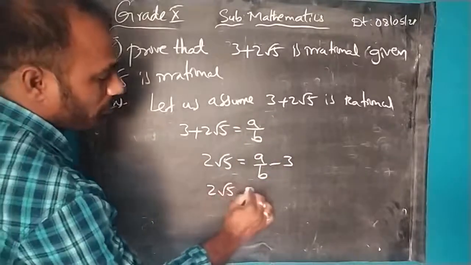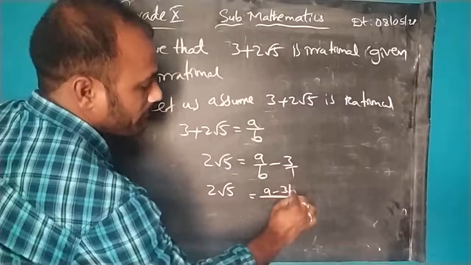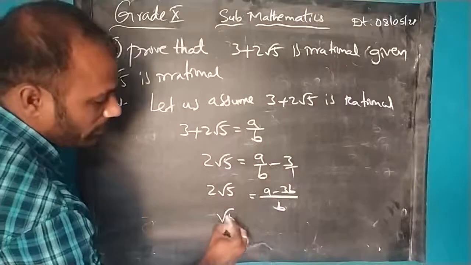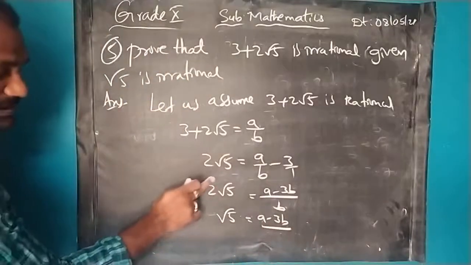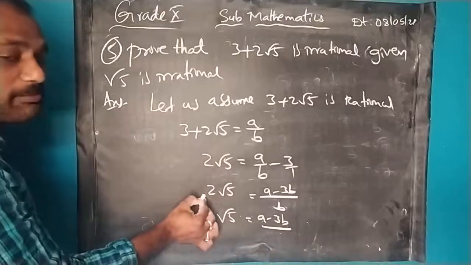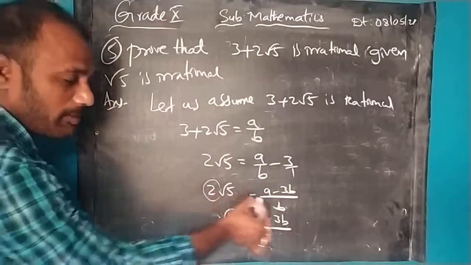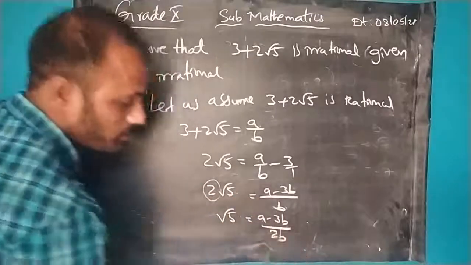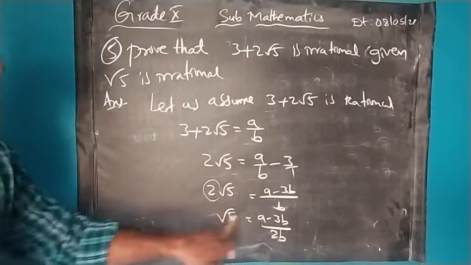So 2 root 5. Here b is the LCM, so write it as a minus 3b. So root 5 is equal to a minus 3b by, since it is a multiplication, 2 into root 5, this can be pronounced as 2 into root 5. Since it is a multiplication number, it will go into division. So it will become by 2b. So what are we going to write in the last step? It is an irrational number, it is a rational number.